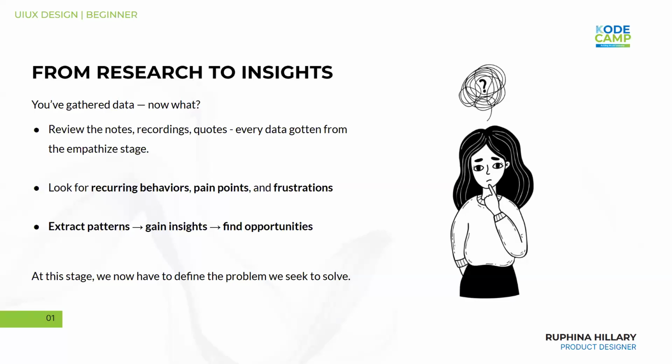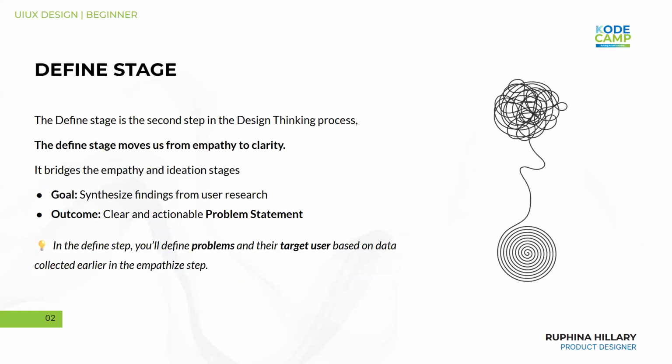So now, what is define? The define stage, I talked about this in our second class. The define stage is the second step in the design thinking process. It moves us from empathy, from understanding our users, to clarity, to actually making sense of the information we have got. So it bridges the empathy and the ideation stages.